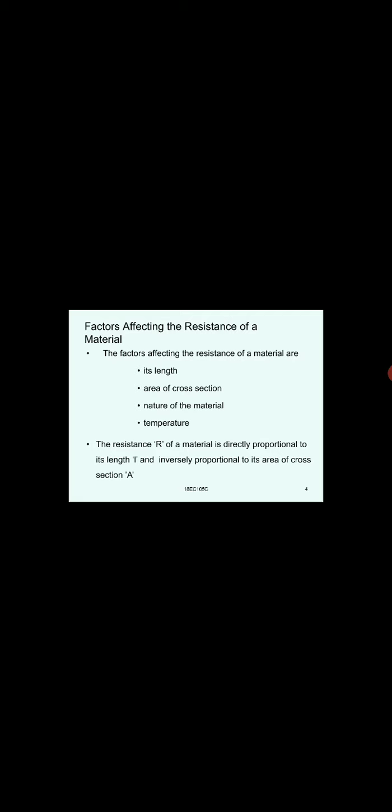The resistance R of a material is directly proportional to its length, that is L, and inversely proportional to its area of cross section, that is A. That means resistance is in an expression we represent like this: R is proportional to L, length of the wire, and inversely proportional to A, area of cross section.